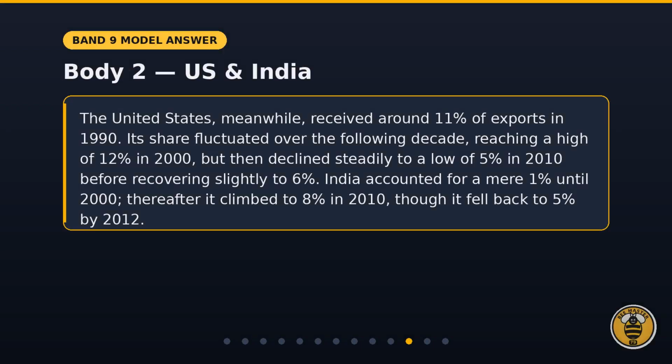Body paragraph 2. The two smaller markets. The United States, meanwhile, received around 11% of exports in 1990. Its share fluctuated over the following decade, reaching a high of 12% in 2000, but then declined steadily to a low of 5% in 2010 before recovering slightly to 6%. India accounted for a mere 1% until 2000. Thereafter it climbed to 8% in 2010, though it fell back to 5% by 2012.